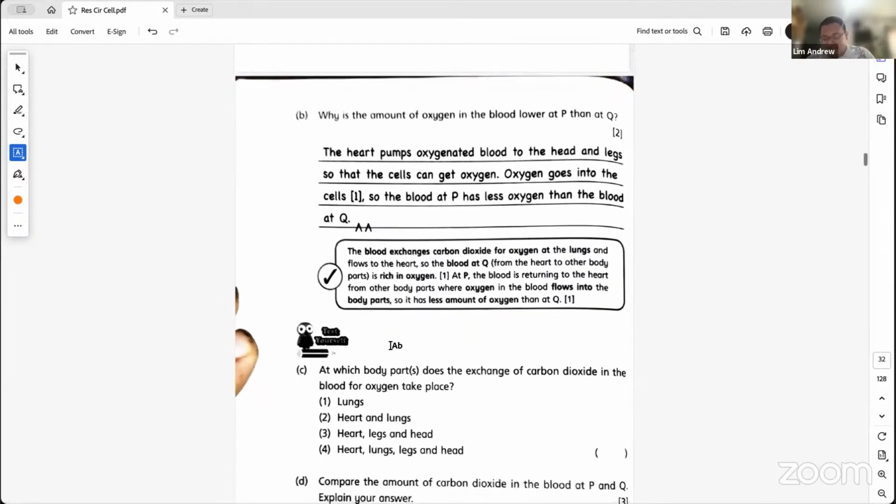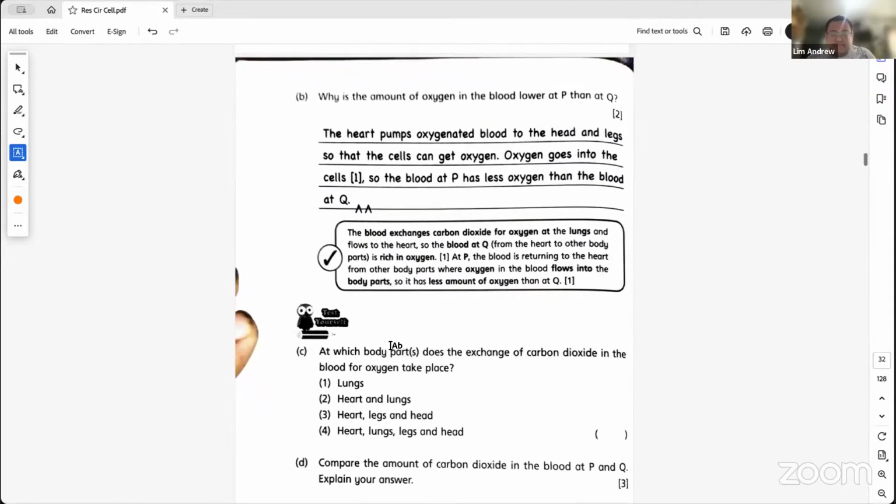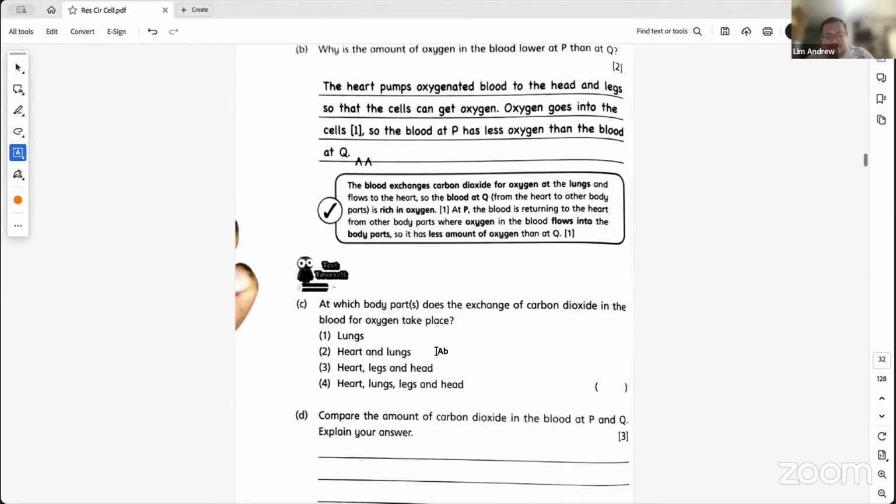All right. Let me say it again. For science, it's about keywords. Even if you get the understanding wrong, but if they see the words flows into the body part, less, more oxygen, you still get the 1 mark. All right. Next up.